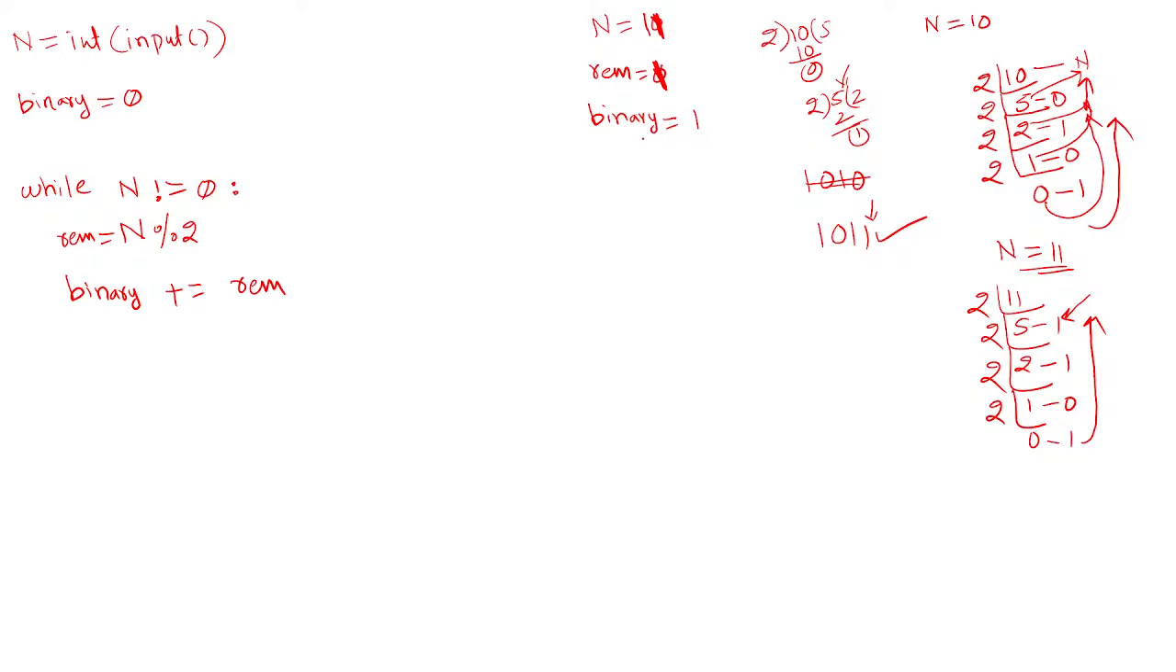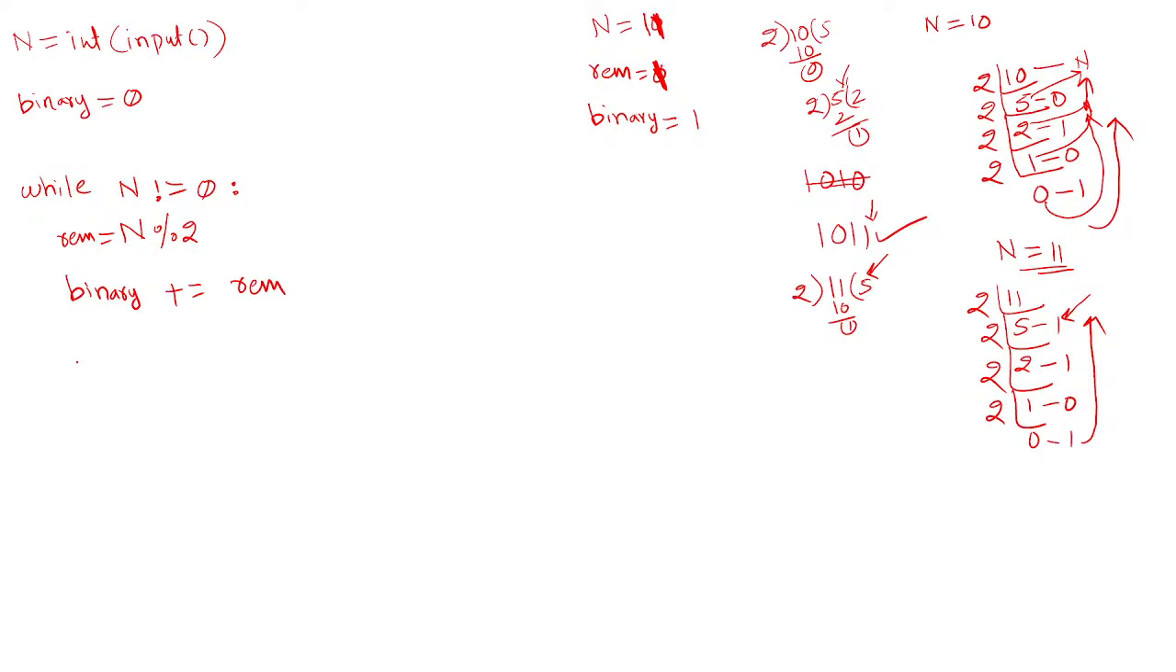So what else do I require? Once I got this, I need to reduce the n value to 5 here. How can I reduce the n value to 5? Where am I getting that 5? I am getting the 5 here. If you divide 11 with 2, 2 5's are 10, remainder is 1. So this 5 I am getting in the quotient.